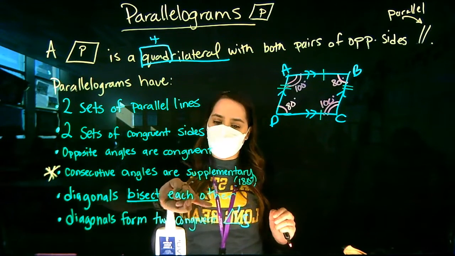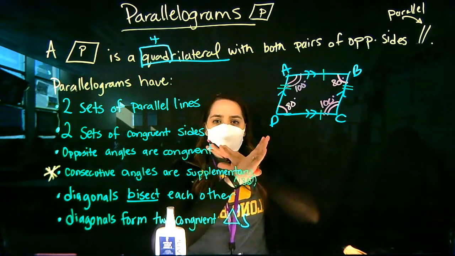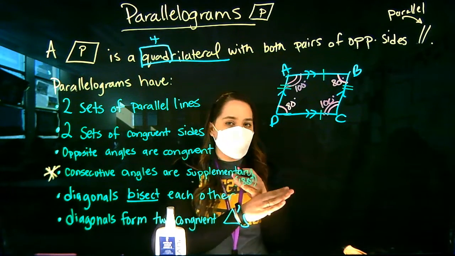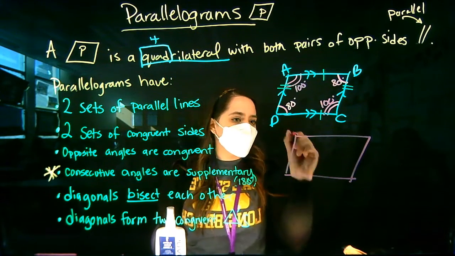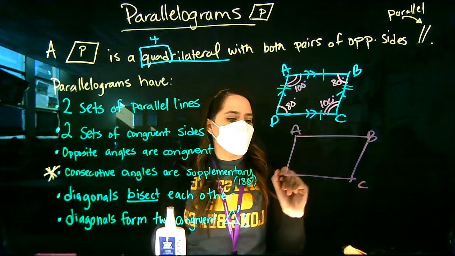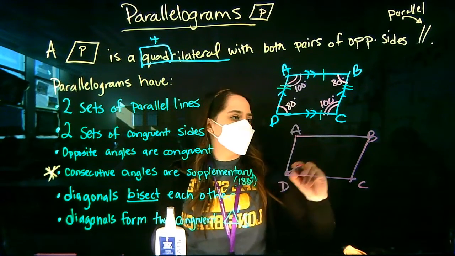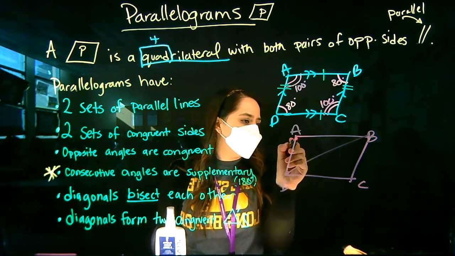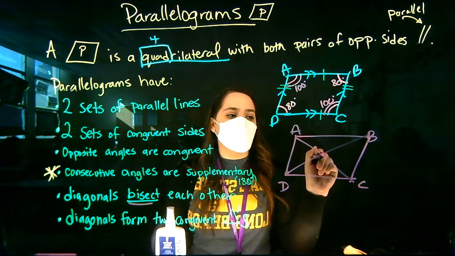Diagonals bisect each other inside parallelograms. What that means is that the diagonals cut each other perfectly in half. So I'm going to draw another parallelogram because this one's all crowded already. So A, B, C, D. A diagonal is when you connect opposite vertices. So that's my diagonal. That's another diagonal. Diagonals bisect each other means that they cut each other in half.